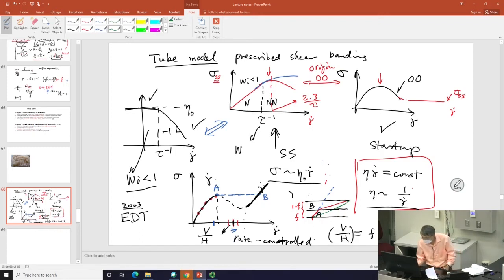Remember, this shear can be done either in rate mode, which is V over H, or in stress mode, which is to apply a certain stress. And your hope was that by using stress mode, maybe the system doesn't have to get stuck. It's a different concept, right? And that was the motivation to build a device to see if this is true, to see if shear banding occurs or not.